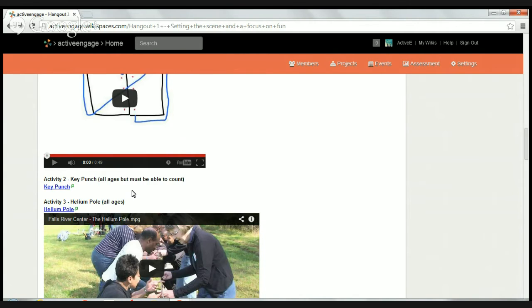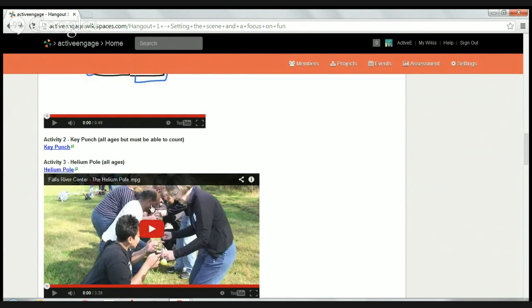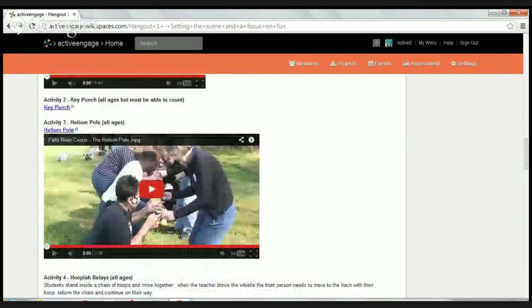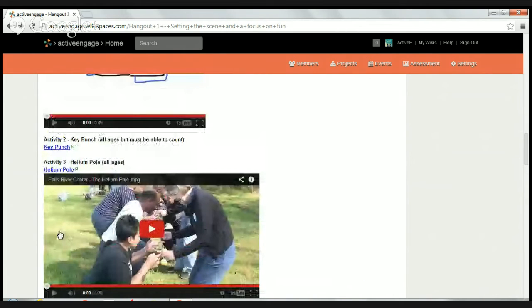Okay, helium pole. I won't play the whole video, but you should go in and have a look at this. It's pretty incredible. What happens is that a group of people all stand resting a long pole, a skinny pole, on their fingers, and the challenge is to lower the pole to the ground without anyone losing contact with the pole.